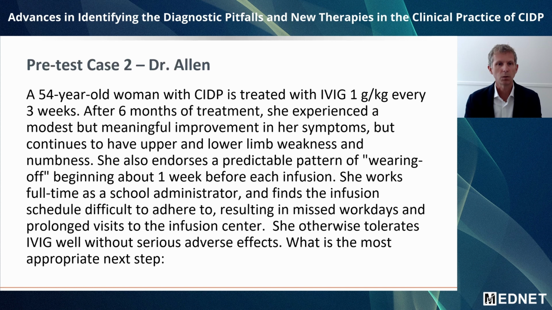In this case, this is a 54-year-old woman with CIDP. She's treated with IVIG 1 gram per kilogram every 3 weeks, pretty standard dose. After 6 months of treatment, she experienced a modest but meaningful improvement in her symptoms, but she continues to have upper and lower limb weakness and numbness. She also endorses a predictable pattern of wearing off that starts about a week before each IVIG infusion. She works full-time as a school administrator and finds the infusion schedule difficult to adhere to, which results in her missing work days and prolonged visits to the infusion center. But she otherwise tolerates IVIG pretty well without adverse events.